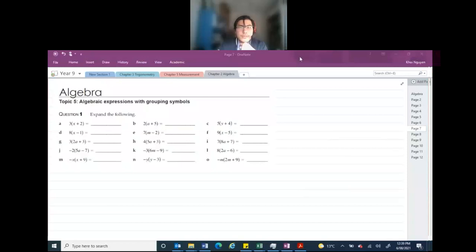Hi, Yanine. So I just want to go through the worksheets for expanding single brackets. For this one here, we want to answer question 1, A, C, E, G, I, K, M, N, O. All right, so let's go through this.